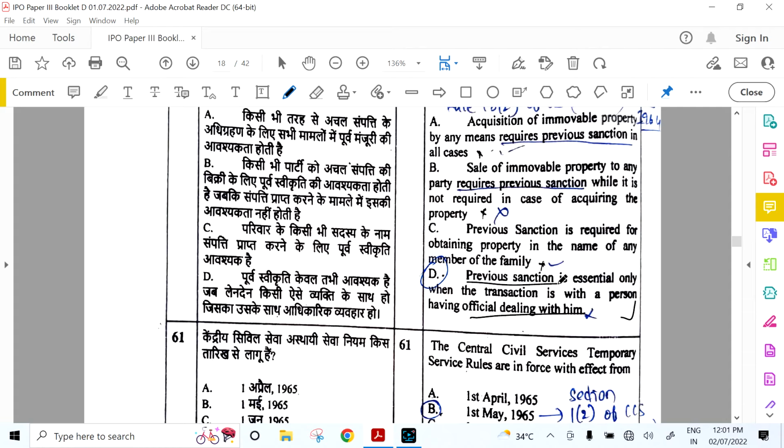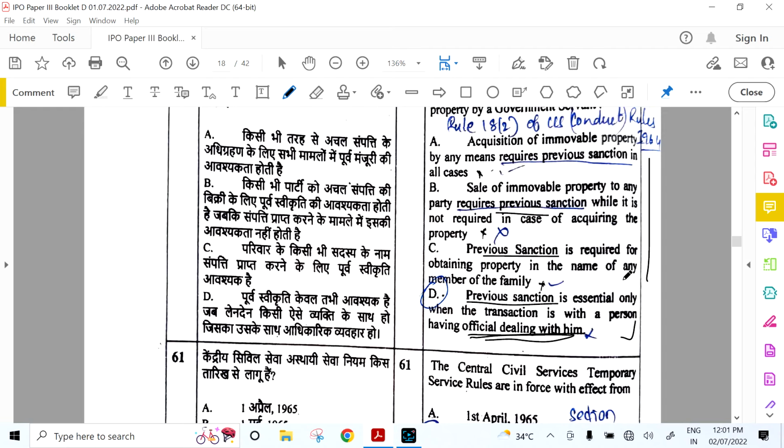Here previous sanction is required whenever the transaction is with a person having official dealing. Mere intimation is sufficient in all the other cases. Okay. Here it is given previous sanction, so it is wrong. Here also, previous sanction is required for obtaining property in the family name. That is wrong. Here also, previous sanction for acquisition of immovable property. These are all wrong. Previous sanction is required whenever there is official dealing. Mere intimation is sufficient for acquisition of immovable property either in your name or your family's name.